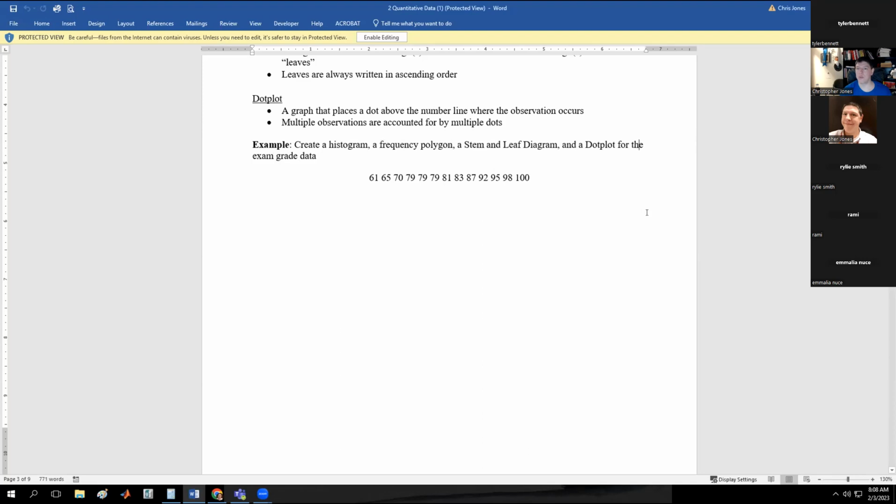We're going to start by constructing a frequency polygon, a stem and leaf diagram, and a dot plot for the exam data. Now, before I do that, I am going to need your help, because I'm going to reconstruct the frequency distribution that we had from before. Realistically, I just need the frequencies. I don't need the relative nor the cumulative frequencies. Okay, just give me one sec.